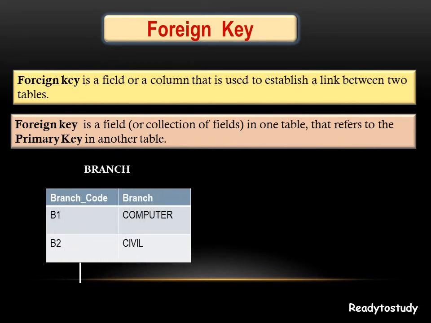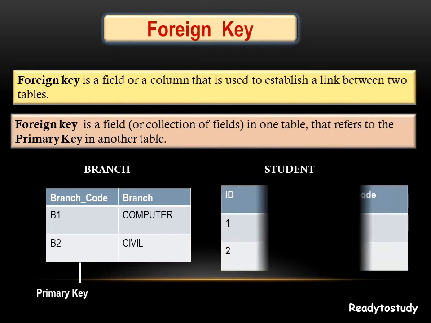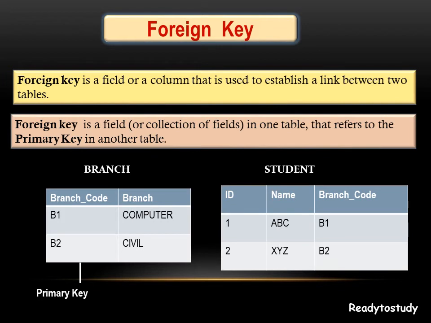So there is one table, branch, and in branch there is branch code as a primary key. And now the second table is student. In that there are three columns: ID, name, branch code.